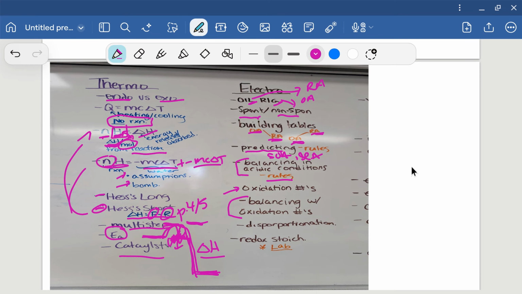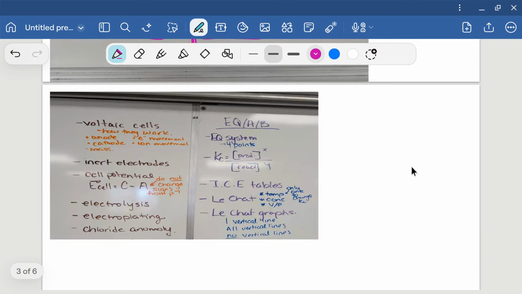You must use those numbers and look at the difference of electrons and balance that way. You want to know the term disproportionation, which means that your OA and RA are the same compound, and it's undergoing oxidation and reduction. Lastly, there is redox stoic. If it's redox stoic, one of the most common labs is the one with permanganate, that dark purple solution. Know that lab. It is, again, one of the common ones, and it will help you when coming up with those formulas.